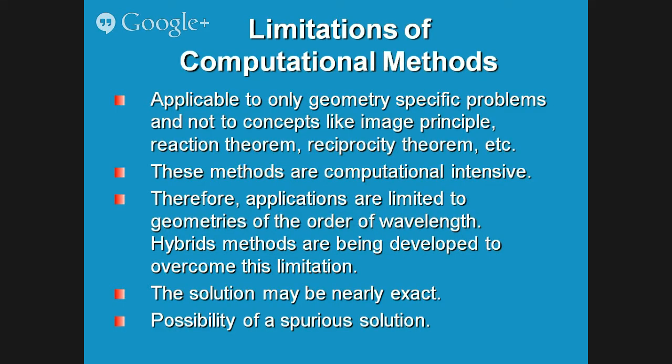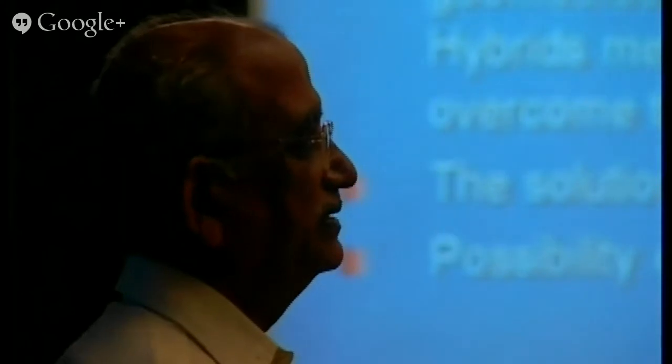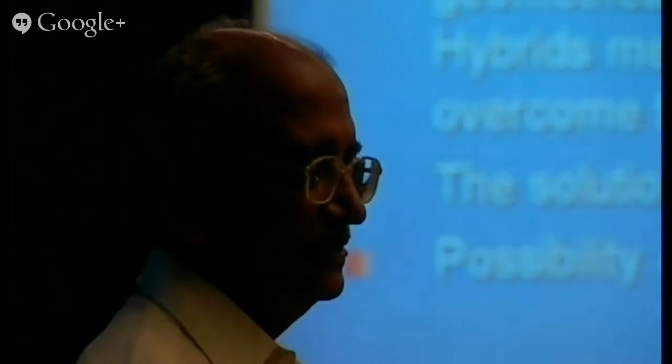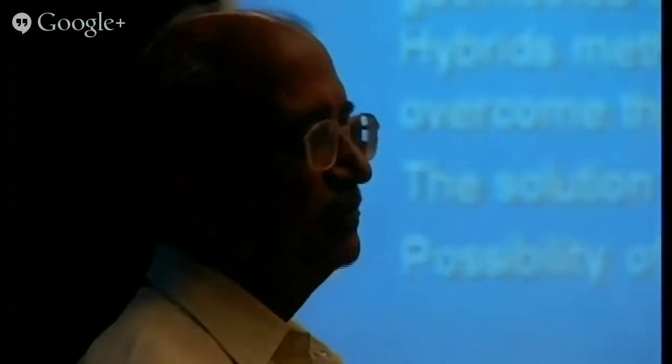We cannot say that the solution can be exact, whereas in the analytical methods, you can get the exact solution also. But here, in the computational method, we can never say that the solution is going to be exact. Because of the various approximations over there, it's going to be nearly exact. And there is a possibility of a spurious solution. That's also possible. So one has to be careful while accepting the solution from the computational method that this is the only solution, or the right solution. There is a possibility of spurious solution also, mainly because the boundary conditions may not be properly met.